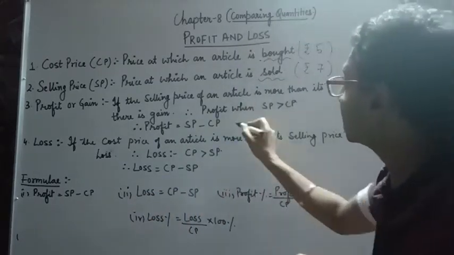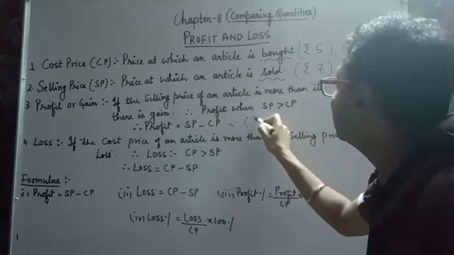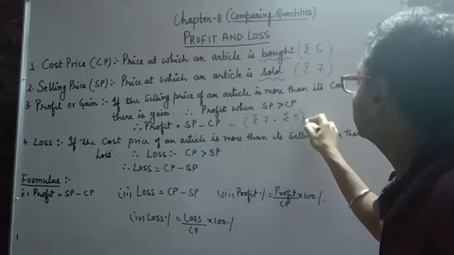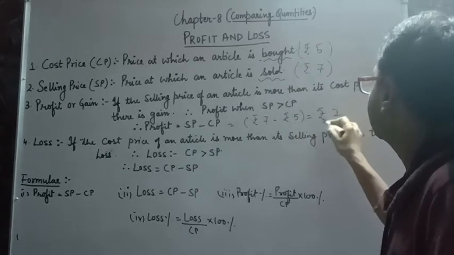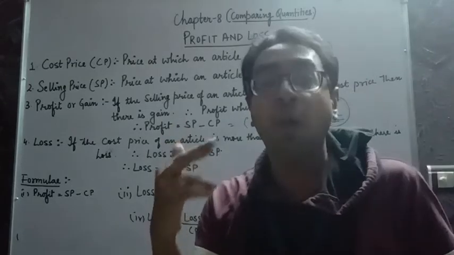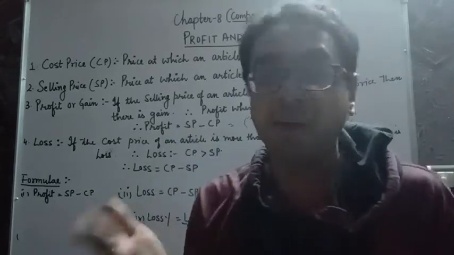So in this case, what is the profit? The selling price is rupees 7. The cost price is rupees 5. Hence, the profit you gain is rupees 2. You got a profit of 2 rupees, right?